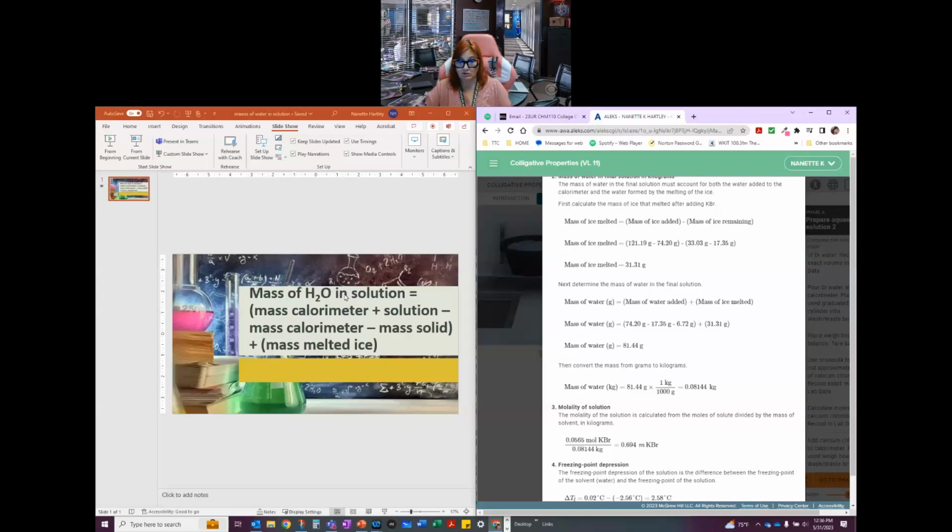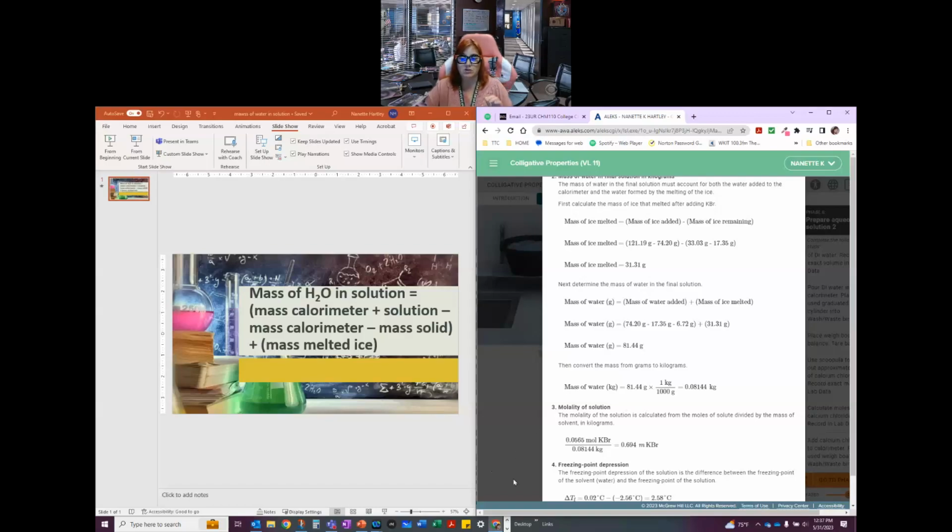So the mass of water in solution is equal to the mass of the calorimeter plus the solution, that's this first number right here, minus the mass of the calorimeter, that's the second number right here, minus the mass of the solid that you added to it. And then you add to that number that you just calculated the mass of the melted ice. Okay, so that's what that calculation actually looks like. And once you understand that those are all the pieces to it, it should be fairly simple to do.